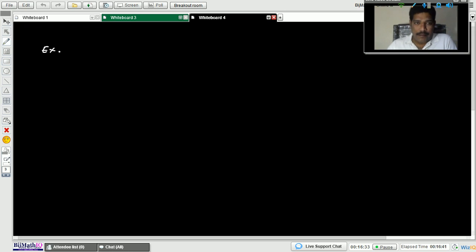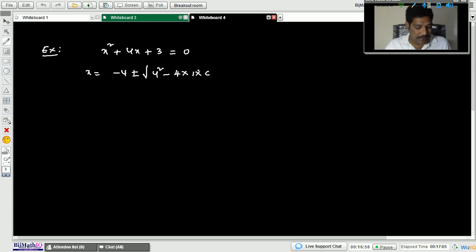For example, the equation I am taking is x square plus 4x plus 3. This is a very good example to make you understand what is a solution. Here we can simplify this: minus 4 plus or minus square root of 4 square minus 4 into 1 into 3, by 2 into 1. This is by using the quadratic formula.